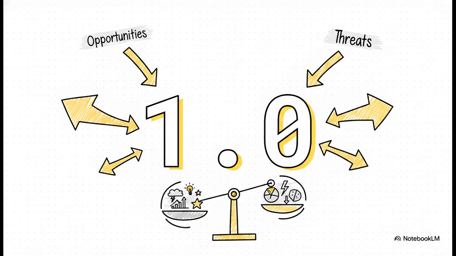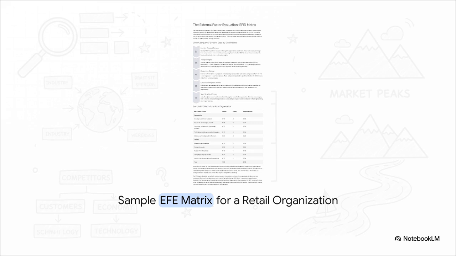Why? Because it forces you to prioritize. You can't just claim every single thing is the most important factor in the market. You actually have to make hard choices. Let's actually deconstruct a real-world example of this matrix for a retail organization. Here, the total weighted score comes out to 2.58. Now, since 2.5 is exactly average, this firm is performing just slightly above average.